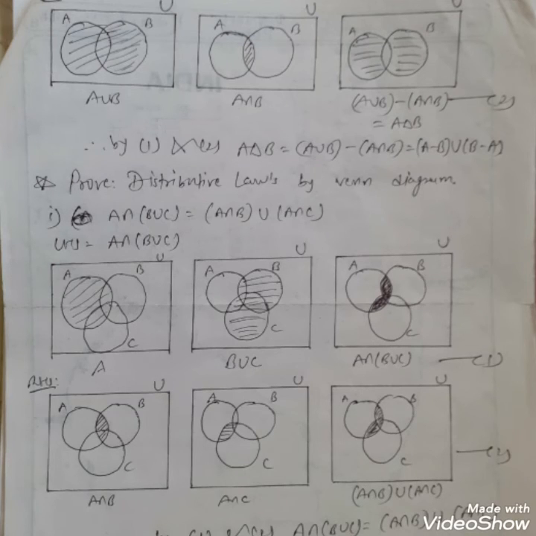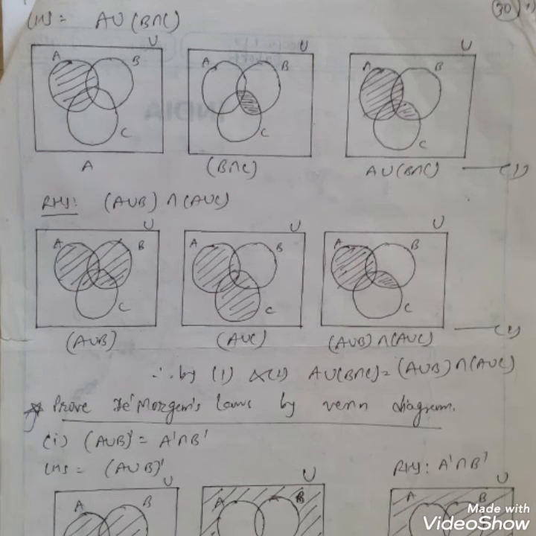Now the right hand side is (A intersection B) union (A intersection C). So first A intersection B, common elements of A and B are shown, and the second diagram shows the common elements of A and C. So if we take the union of both these diagrams, then we get the elements which are present in A and B, otherwise A and C. So from the diagrams 3rd and 6th we get the results 1 and 2 respectively. So by 1 and 2 we say that the first distributive law is satisfied.